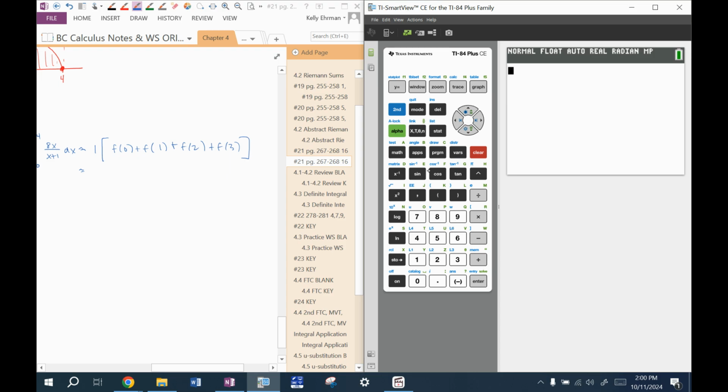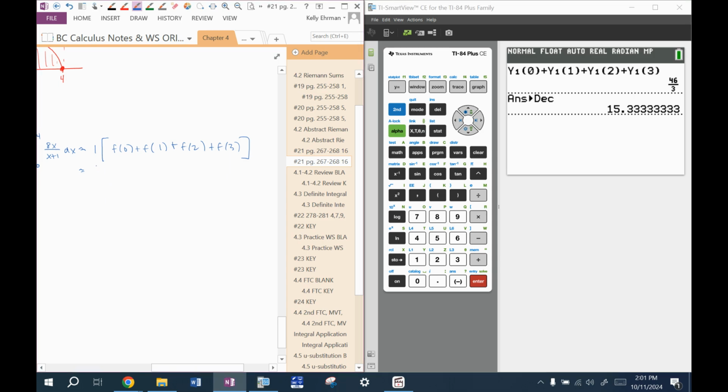So then I want to calculate all of this. I don't need the 1 times, but I'm going to type in y1 of 0, or that's 0, so I could probably skip that, plus y1 of 1, plus y1 of 2, plus y1 of 3. And that comes out to 46 over 3. If I want that to be not a fraction, I can make it a decimal. 15 and a third. So 46 over 3, 15 and a third, doesn't matter. We do round to 3 places for our AP test.